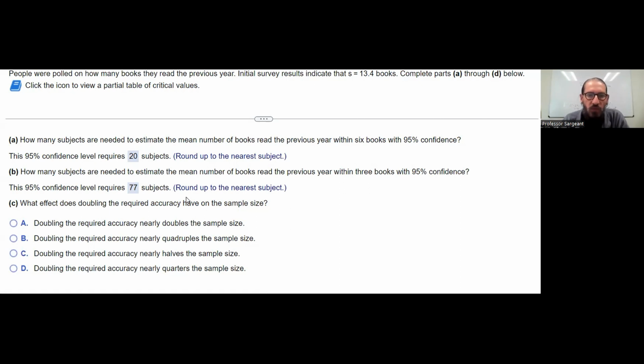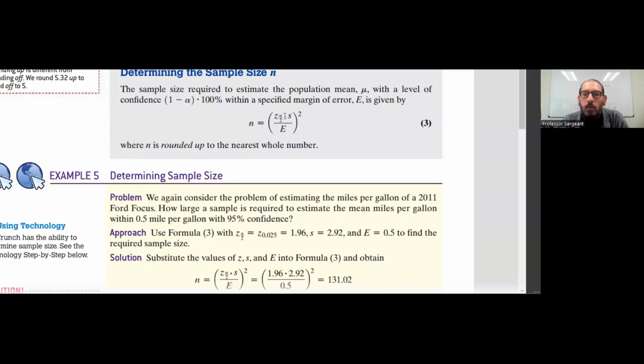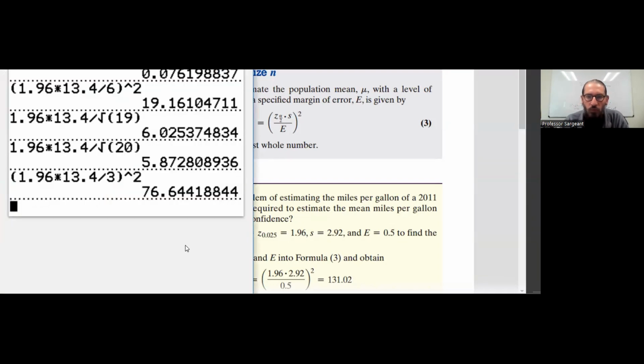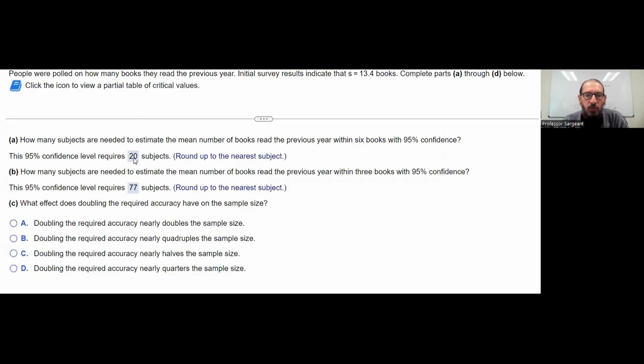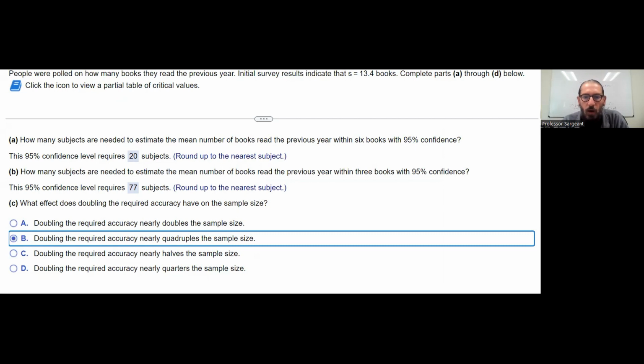The fact that we have cut the margin of error in half, looking back at the formula, when you divide by 1/2, that's going to make what's inside the whole fraction 2 times larger. Squaring that, 2 squared is 4. So roughly, if we ignore the rounding that we did, this answer here, the 19.16 something, is getting multiplied by 4. We lose sight of that a little bit because of the rounding, but roughly that 77 is 4 times bigger than the 20. So quadruple the sample size.